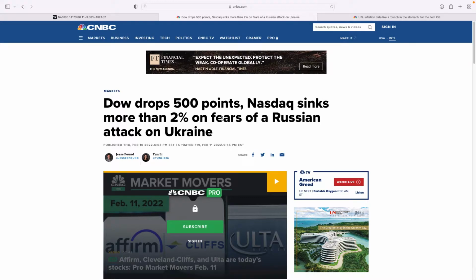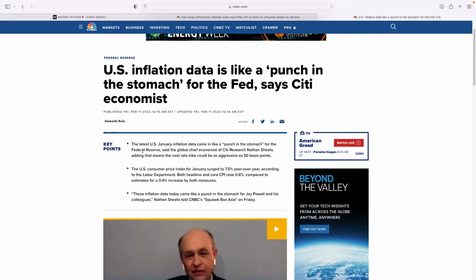But that's not the only thing that we need to look out for. So if you think that this was the only problem that the US economy is currently faced with, guess what? US inflation data is like a punch in the stomach for the Federal Reserve, says the economist. Now we clearly know that the CPI data that came out in the week was very negative. And I'll tell you exactly what the correlation between the CPI data and the NASDAQ 100 is. It says here, the latest January inflation data came in like a punch in the stomach for the Federal Reserve, said the global economist.